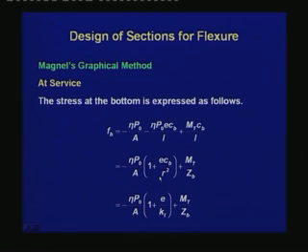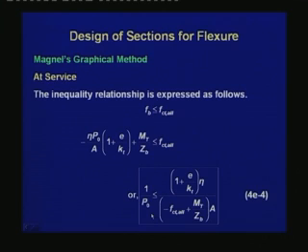We are grouping the terms with P0. For the term with Mt, we are substituting Zb equal to I divided by Cb, and once we have substituted, we get an expression of the stress at the bottom in terms of P0, E, the section properties, and the total moment Mt. To satisfy the inequality relationship Fb less than or equal to Fct allowable, we are substituting the expression of Fb, and again transposing the terms such that we have 1 by P0 on the left hand side and all other terms on the right hand side.